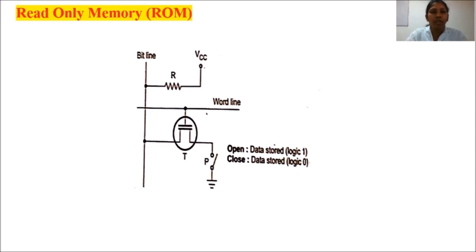So the first kind of memory device we classify is read-only memory, that is ROM. Here in this ROM, we cannot write data in read-only memories. It is a non-volatile memory, that is, it can hold data even if power is turned off.